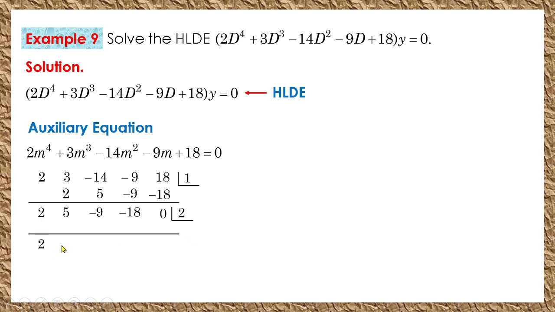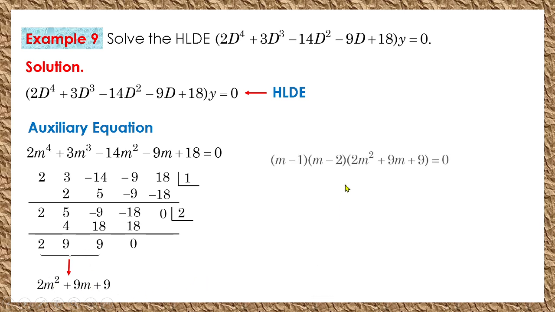I hope you studied synthetic division in your lower math. Bring down 2, multiply by 2, so 4. Bring down, add 9, so multiply by 2. 18, add 9, multiply by 2, 18. So, 0. So, this is already quadratic. It's easy when it's quadratic. Yan, 2m squared plus 9m plus 9. The other factors: m minus 1, m minus 2.